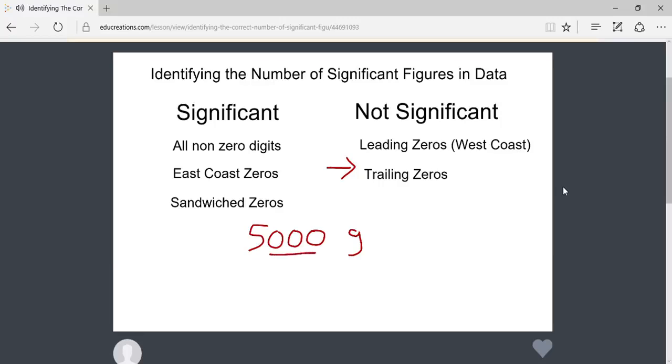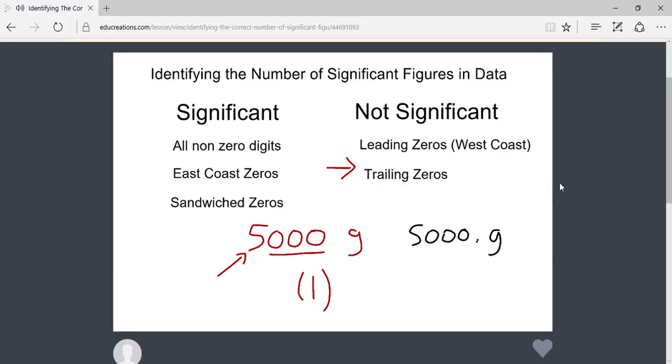Each of these trailing zeros therefore do not count as significant to the measurement. Therefore, only the 5, the non-zero digit, counts as a significant figure. This particular measurement is made up of 1 significant figure.